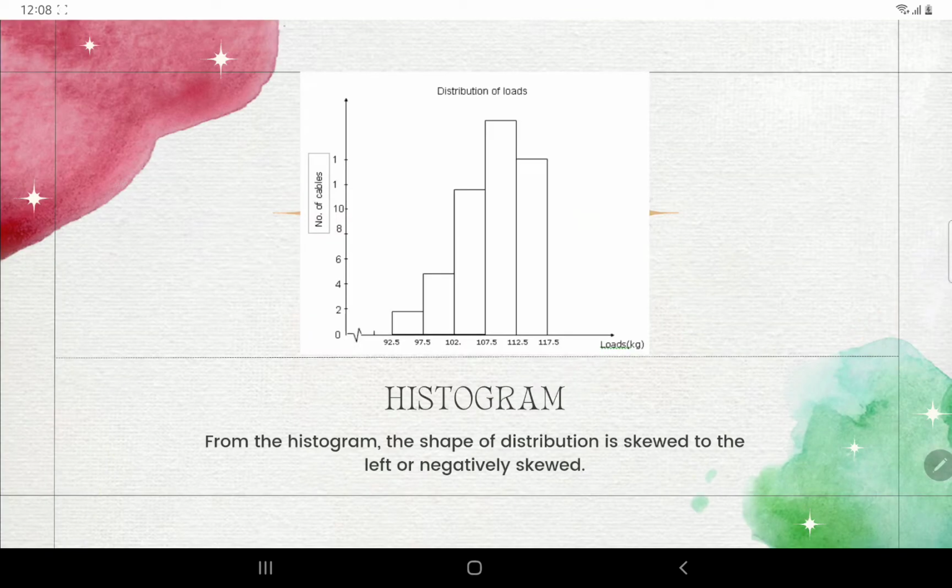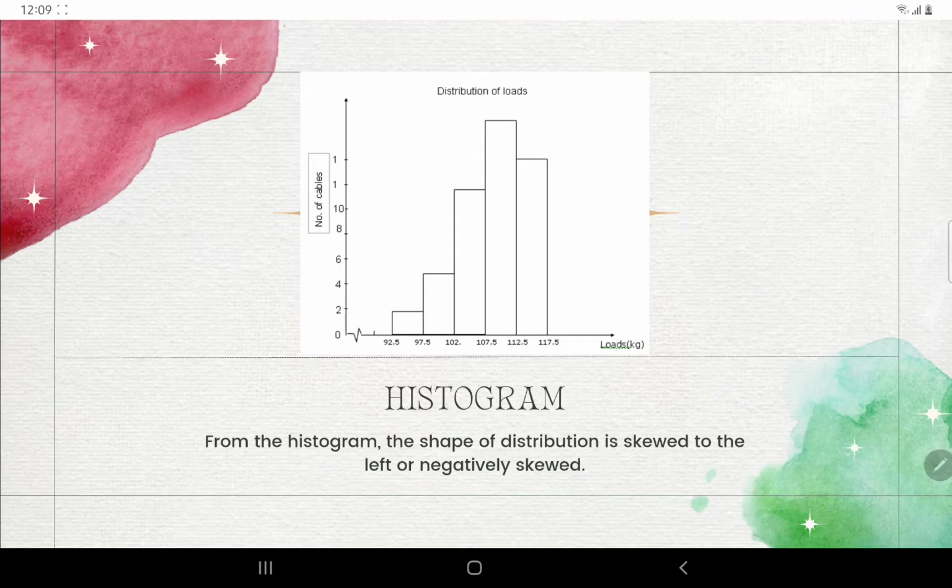By histogram, from the shape of the distribution in this figure, we can see that the distribution is skewed to the left, or we can say that it is negatively skewed, because it is higher on the right side. That's how we determine the skewness from the histogram.